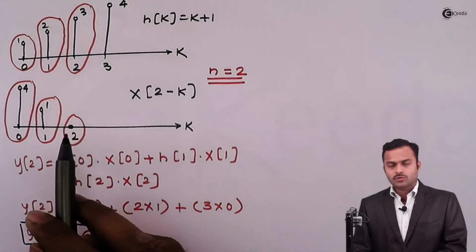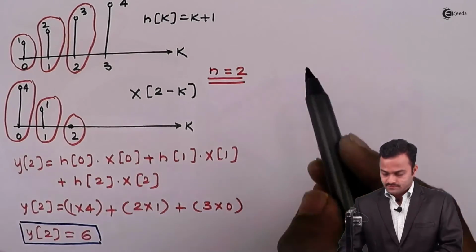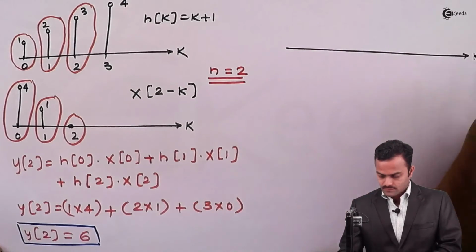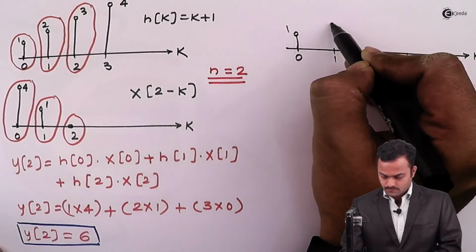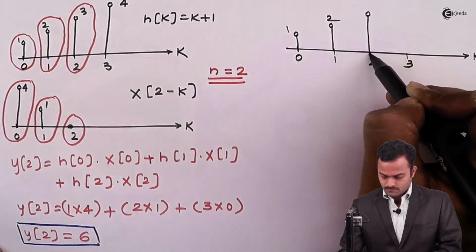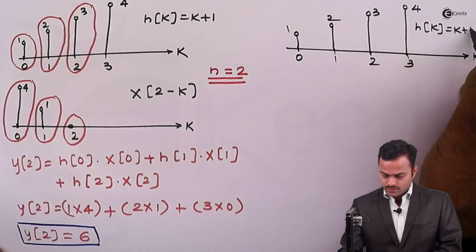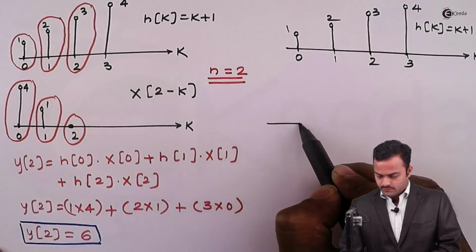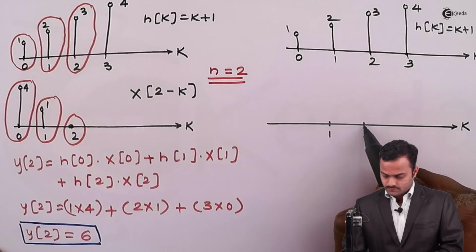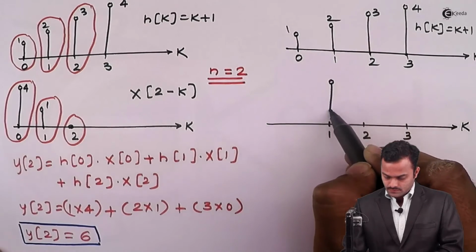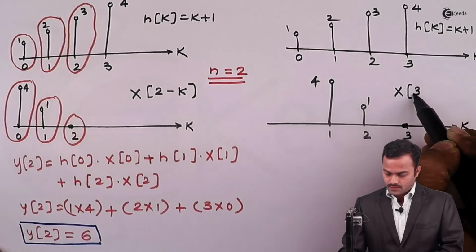Now, this procedure we need to continue till the time this sequence will come over here. So for n equal to 3 also we need to check. So it will be like this. H of k will be same, which is k plus 1, and now n equal to 3. So we will get a signal shifted by one more unit this side, meaning it will start from 1 and can go up to 3 with the values 4, 1 and 0. So this is x of 3 minus k.